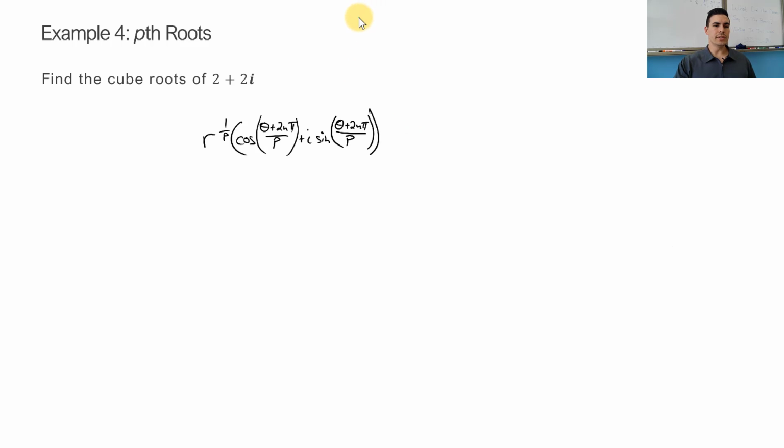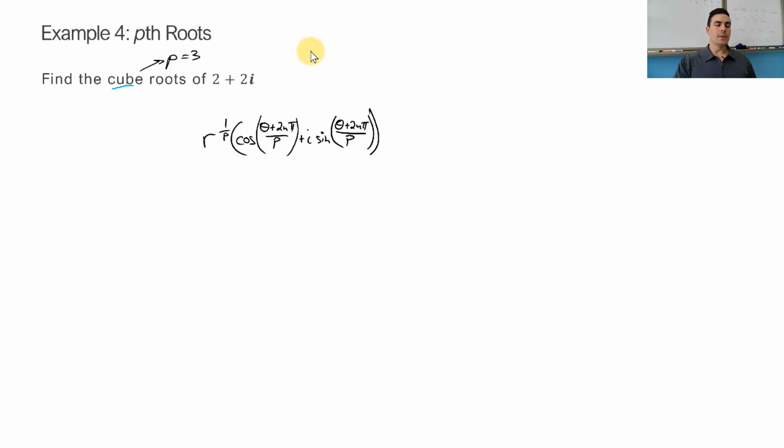So again, we're going to use this statement here. We've got r raised to the 1 over p times cosine of theta plus 2n pi over p plus i sine of theta plus 2n pi over p. Okay, a lot going on here for this one. Now our p value, since we're looking for the cube root, is going to just be 3. Okay, since we're looking for the cube root, p is just 3.